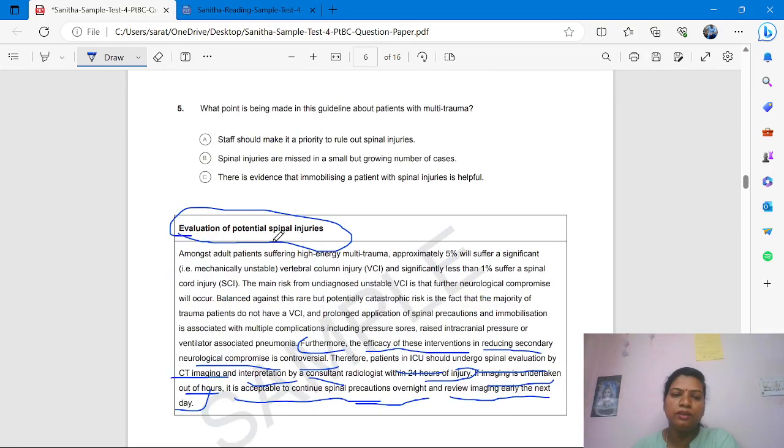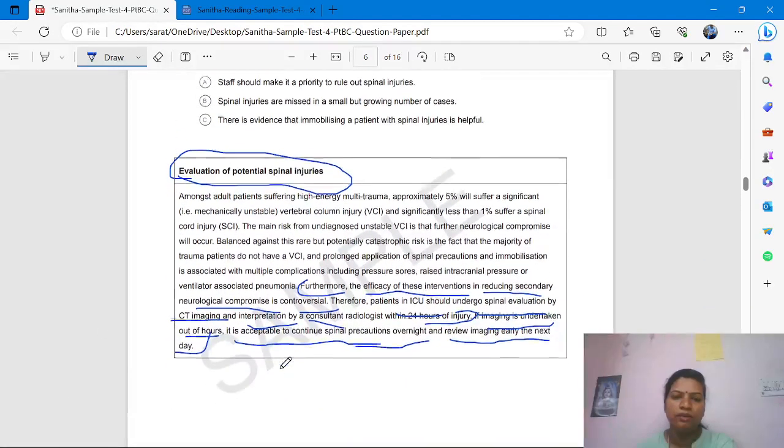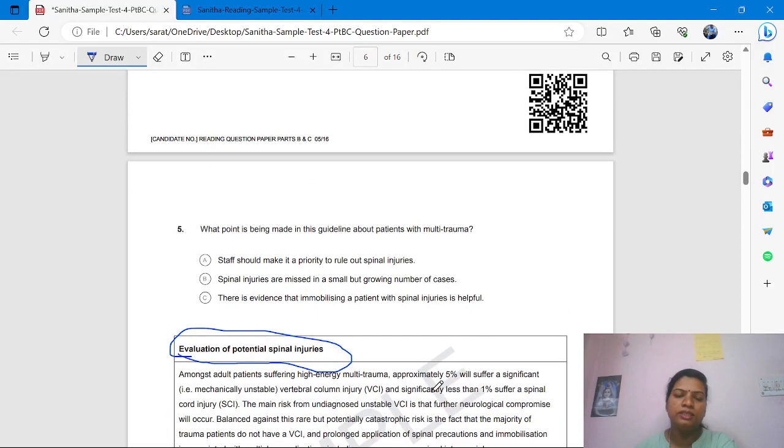So what is the management? If there is any vertebral column injury within 24 hours, we have to find out if there is spinal injury. If it is spinal injury, we have to follow the treatment. So if it is not, what are the precautions? Okay, it is saying like that.